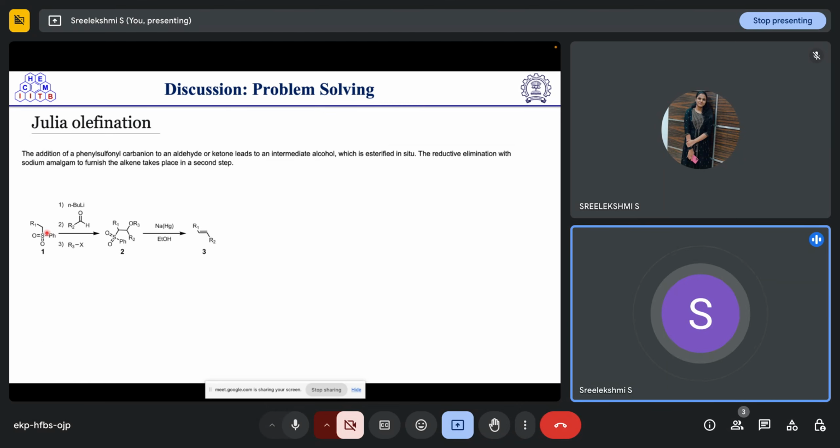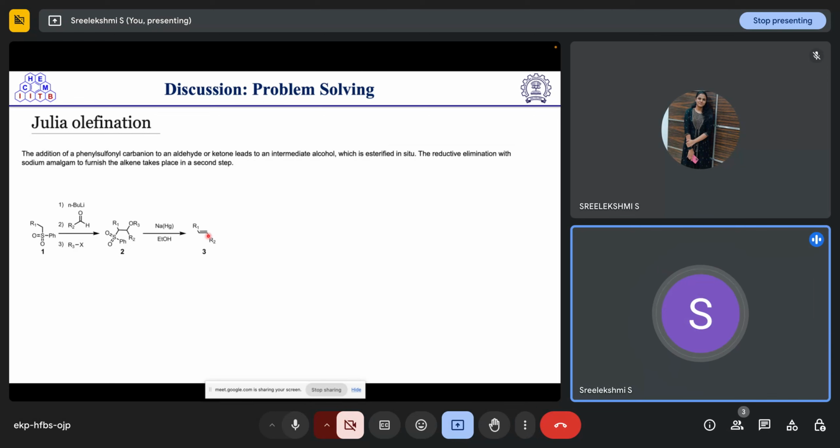Here we have a phenyl sulfone, and this phenyl sulfone, upon treatment with this base, will abstract this acidic proton, and that will add to this aldehyde, and we will get an intermediate alcohol which is esterified in situ by the alkyl halide we are using. Then we do the reductive elimination with the sodium amalgam.